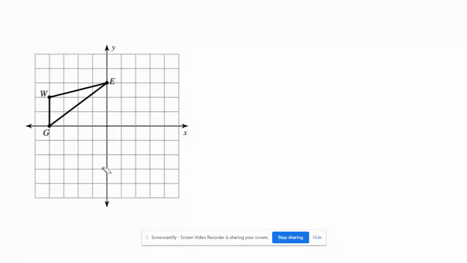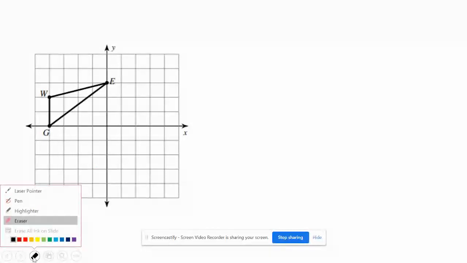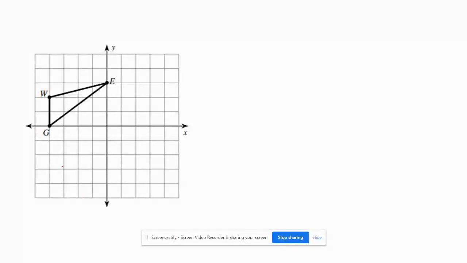Let's try it on the y-axis this time. Turn my pen back on here. Okay, y-axis this time. So let's start off with E. E is on the axis right here. So that's, of course, going to be the same thing. E prime is going to be the same thing. W, okay, 1, 2, 3, 4 spaces away. So 1, 2, 3, 4 spaces this way. W prime. G should be 1, 2, 3, 4.